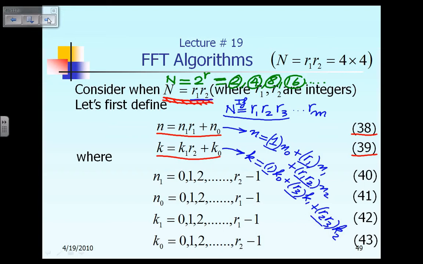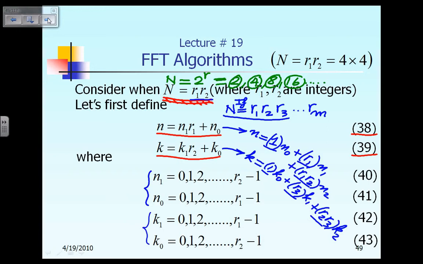Also, according to equation 38 and 39, for the situation where capital N equals R1 times R2, the values of N1 and N0 are given by equations 40 and 41. And the values for the indices K1 and K0 are given by equations 42 and 43.